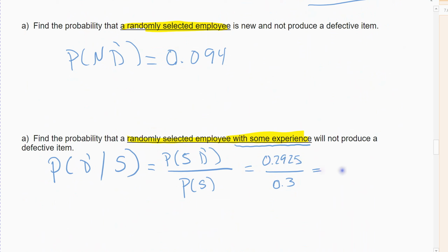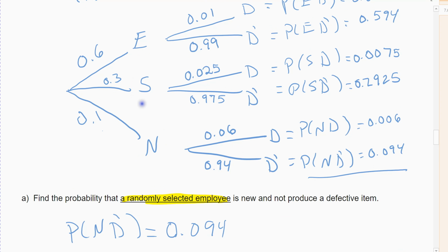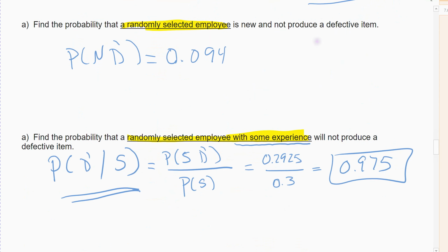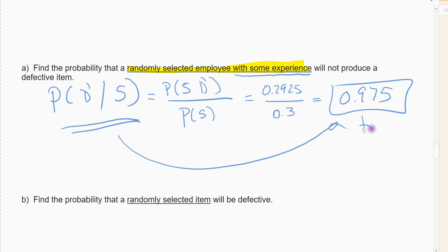And then divide that out, and it comes out to 0.975. Which again, you didn't necessarily have to fill the formula out if you recognize this is a probability from my tree. Given they have some experience, the probability that they will not produce a defective item, well, that's this probability here, right? The 0.975 is the probability that if they're an employee with some experience, they don't produce a defective item 97.5% of the time. Alright, so again, that's on my tree.